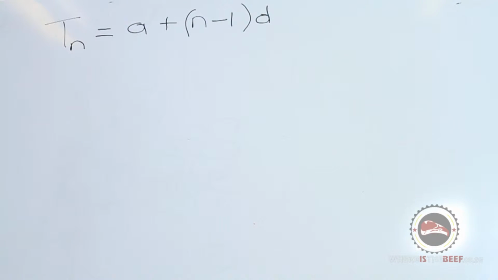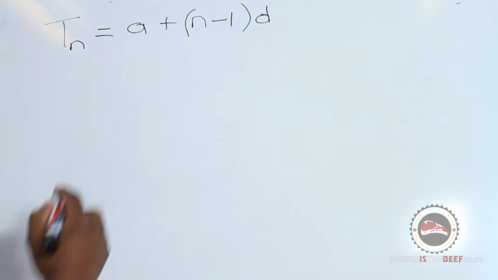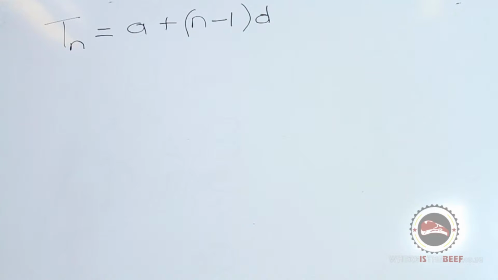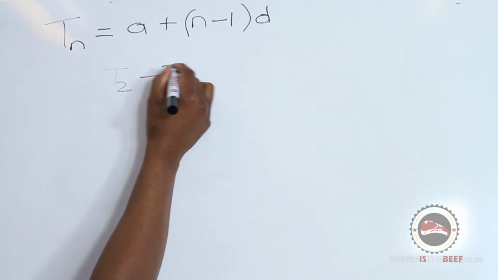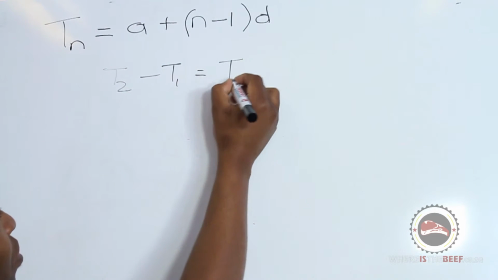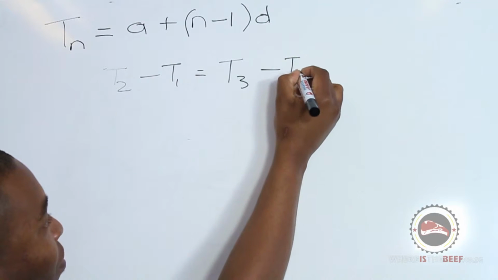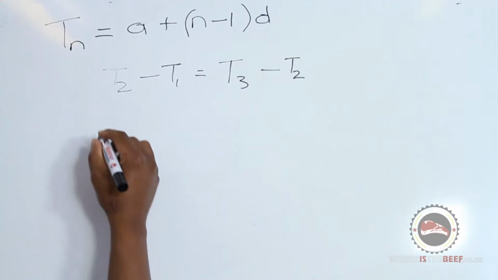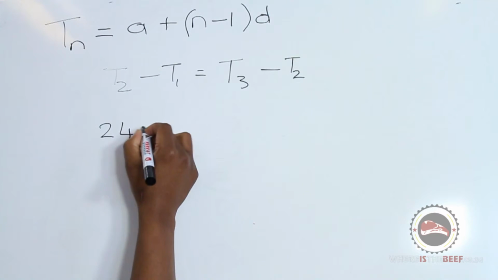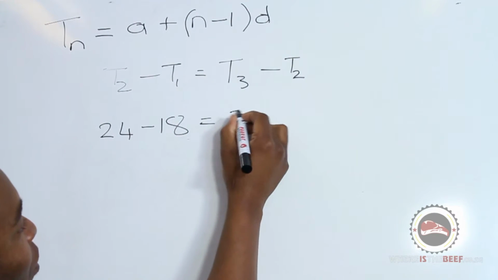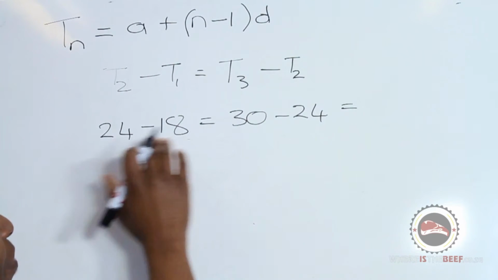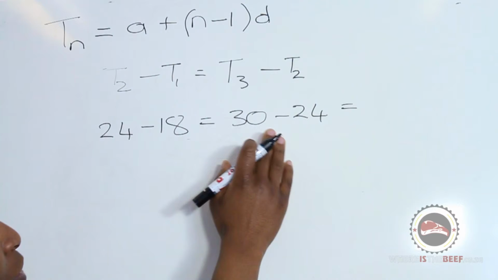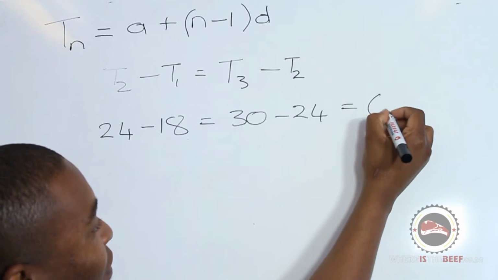So how do we find these things? I'll remind you, your theory basically says your d will always be the difference of successive terms. So your d will be, in this case, T2 minus T1, which will be equal to T3 minus T2. And what does that give you in this case? We have 24 minus 18 equals 30 minus 24. And that will give us the same. The left-hand side must be equal to the right-hand side. And it should give you a 6.